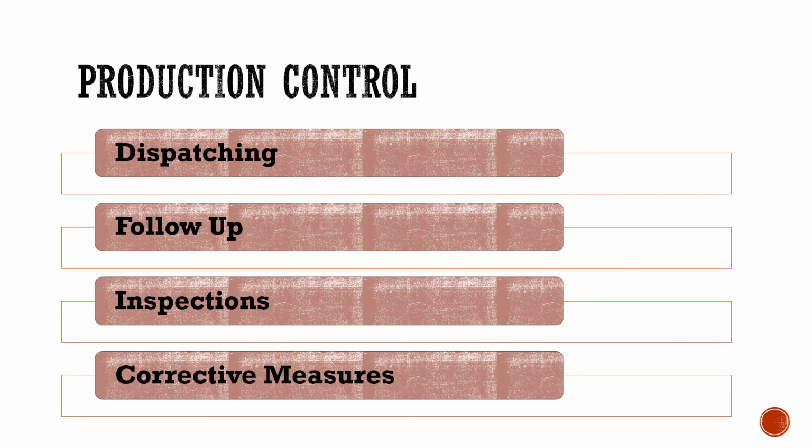Then next is production control. Now production control includes four factors: dispatching, follow up, inspection and corrective measures.